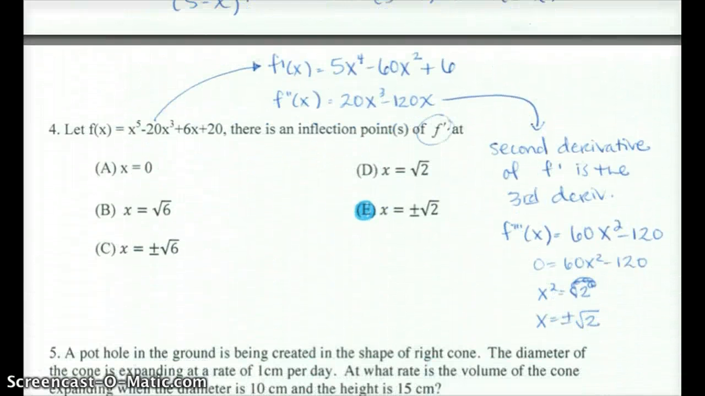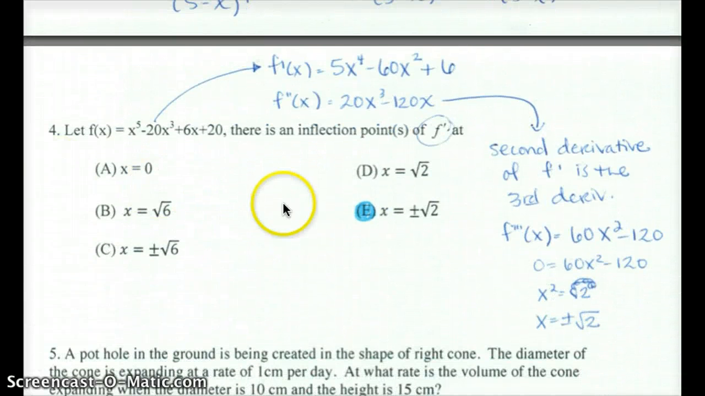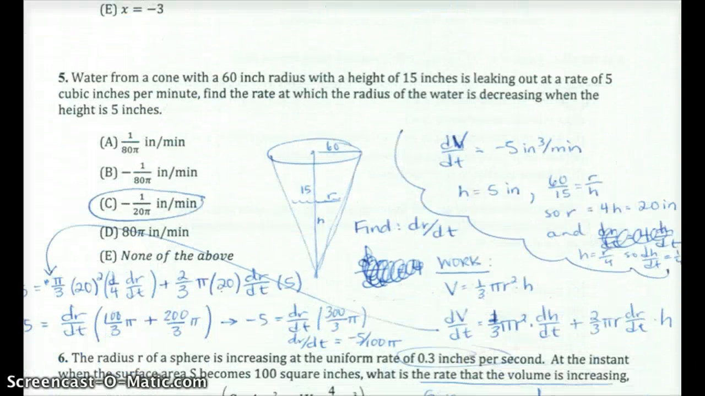Beautiful. So this is a very similar process. There's f prime, here's f double prime, and the inflection point of the original is when we look at the third derivative and set it equal to 0. Remember, there's always a positive and a negative square root. On to the fun stuff.